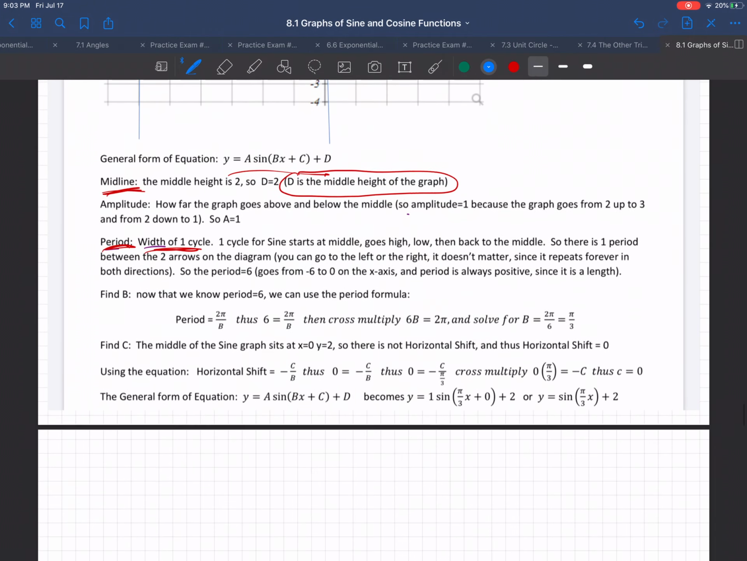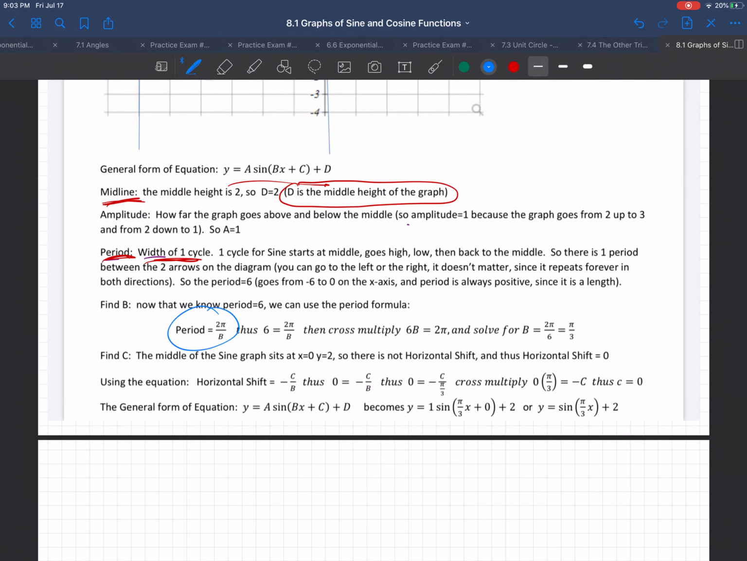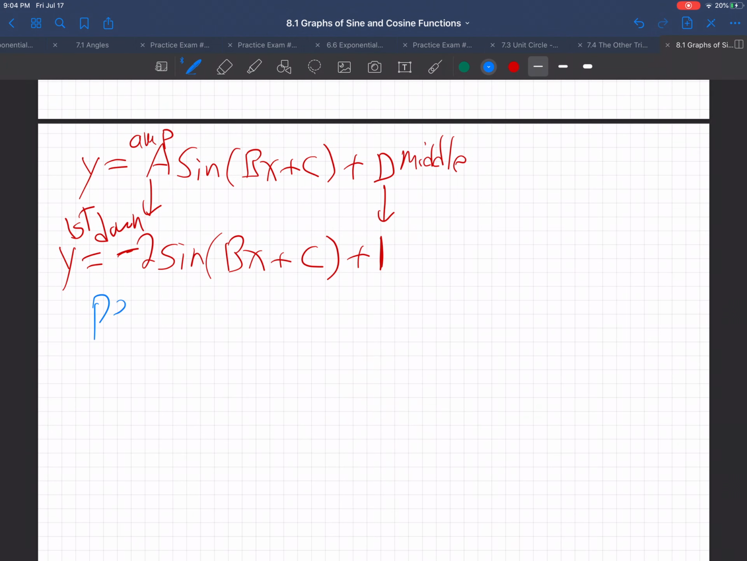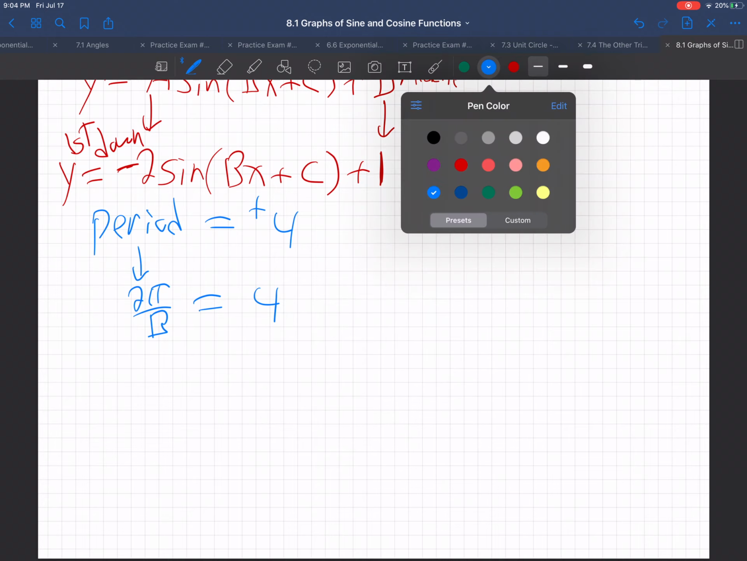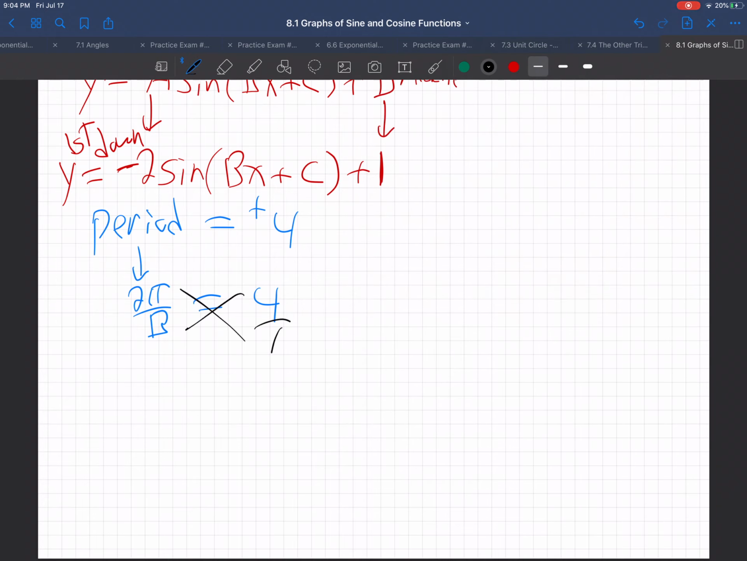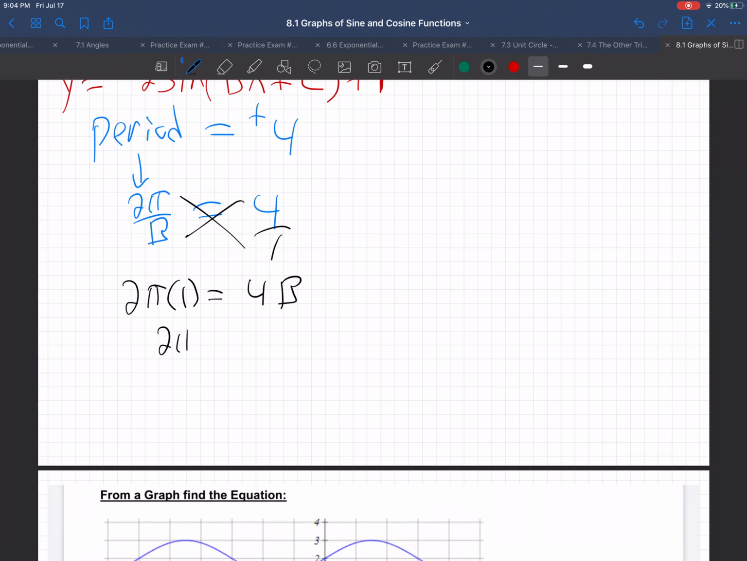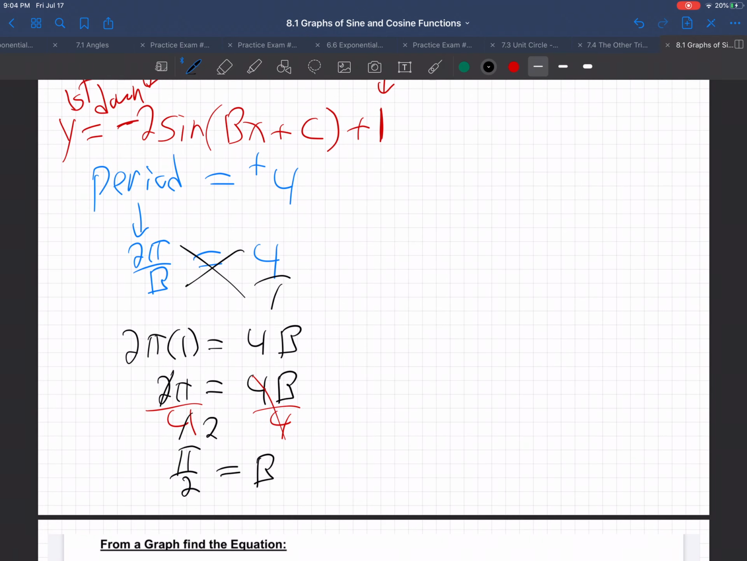So what about it? Well, then the period formula is 2 pi over b. So then we use that. So the period is positive 4, and the period is 2 pi over b. So we can use that to solve for b now. Put this over 1, diagonal, 2 pi times 1 is 4 times b. 2 pi times 1 is just 2 pi. How do we solve for b? Divide by 4. Boom. And then 2 goes into 4 2 times. B is pi over 2. So we got our hands on b. So let's put that in there.